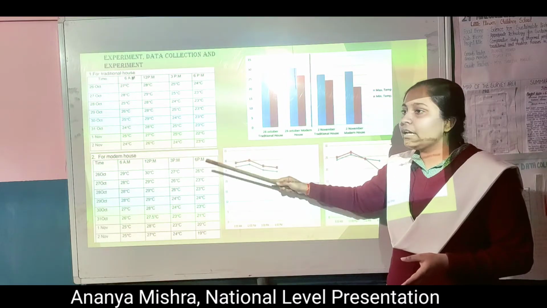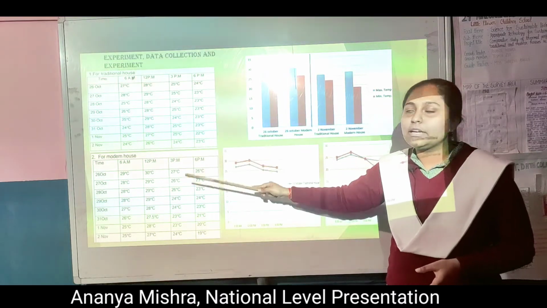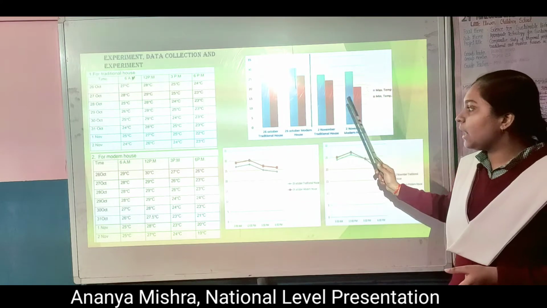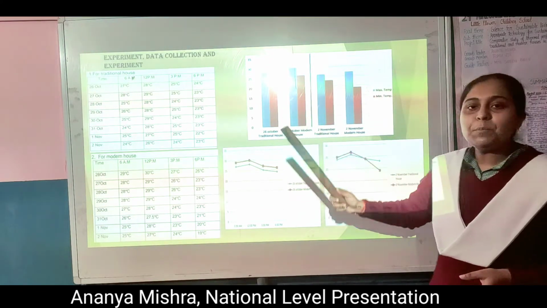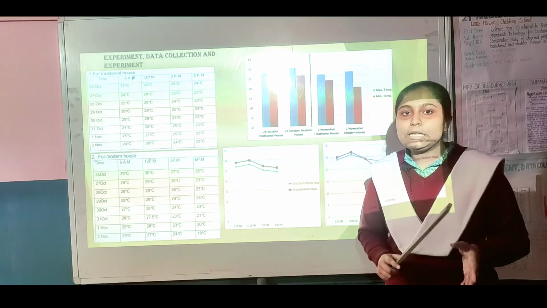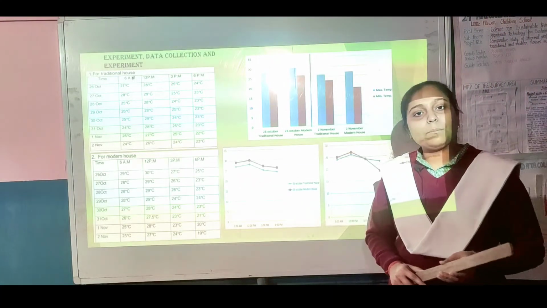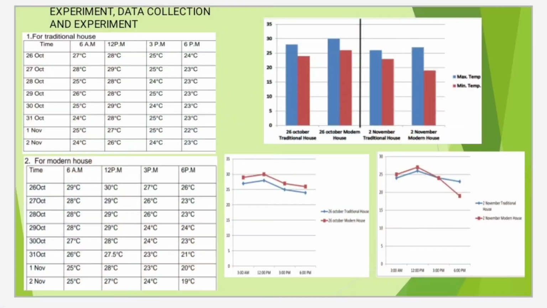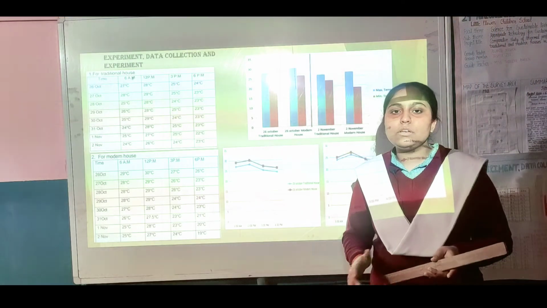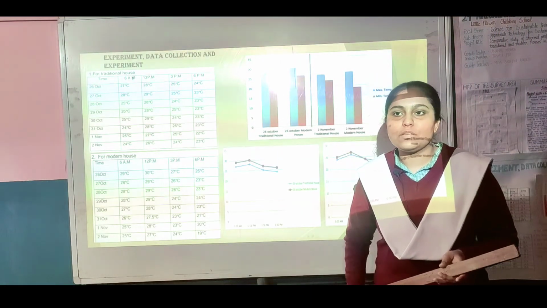So this is the data we collected, and from using this data we created these bar graphs and these line graphs. So let me summarize the data for you. The data that we got is, for traditional house, the maximum temperature was observed at noon time when the sun is usually at its peak. The minimum temperature was during evening time around 6 p.m. and the range for traditional house was from 23 degrees Celsius to 28 degrees Celsius, which is usually around the normal room temperature of 25 degrees Celsius.